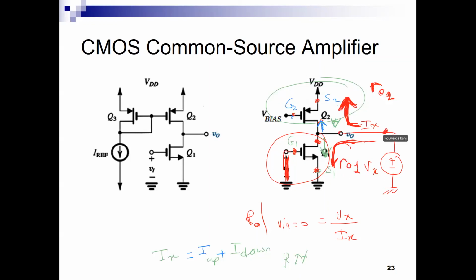So if Vx is sending a current, or sending inspectors branching into two drains connected at the same node, one way up he will see RO2, and one way down he will see RO1. What is the effective resistance seen from this node? If I have a node with a resistor RO1 and a resistor RO2, both between this node and ground, what's the effective resistance? RO1 parallel RO2. The parallel, okay?